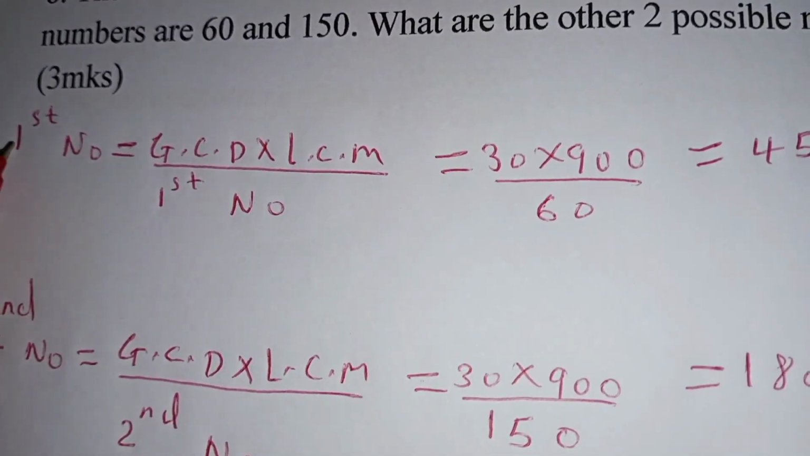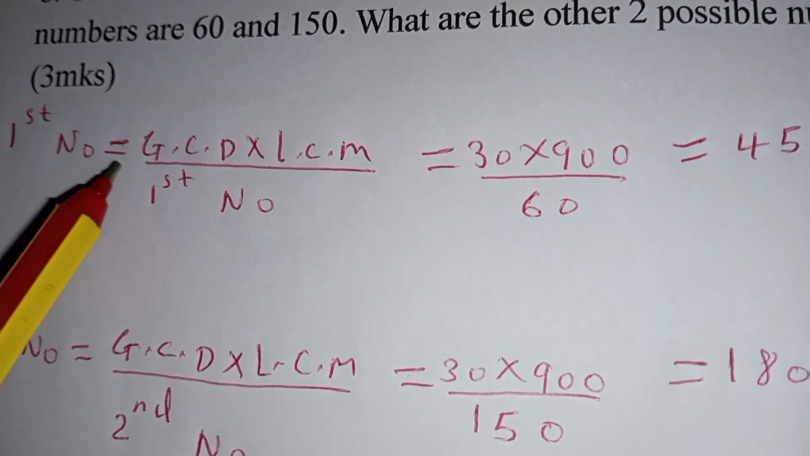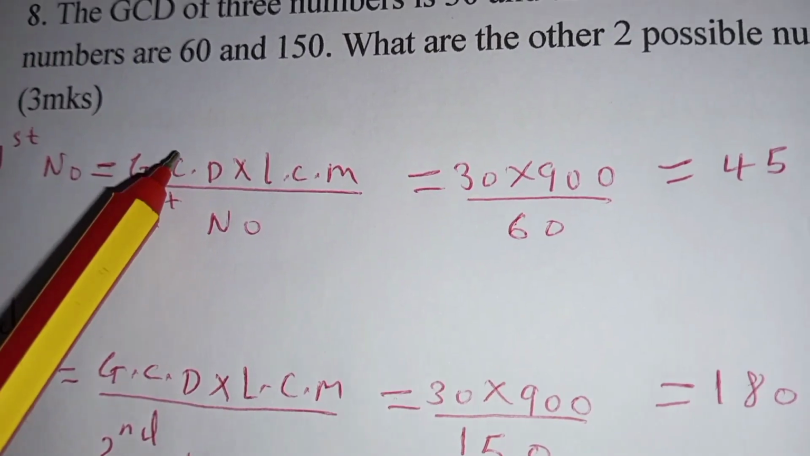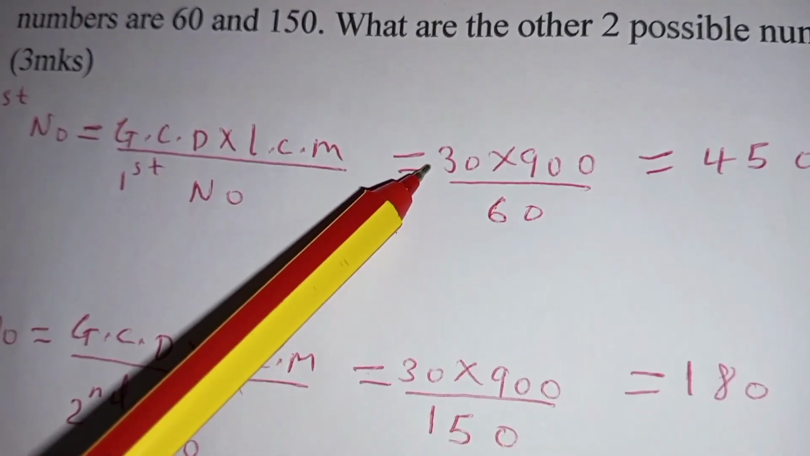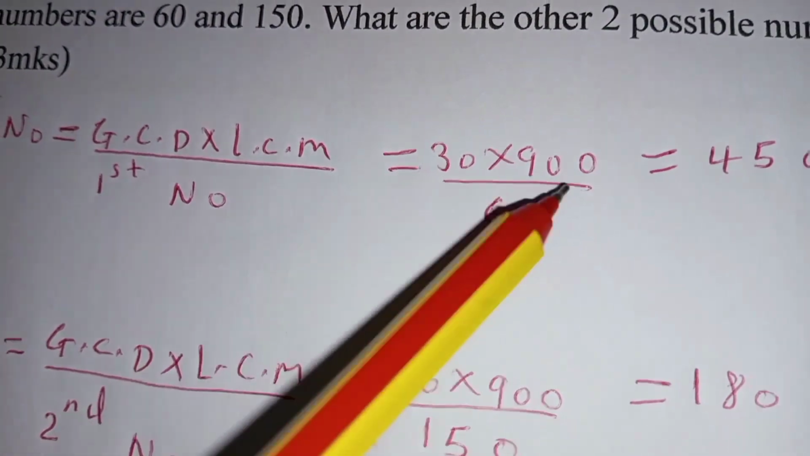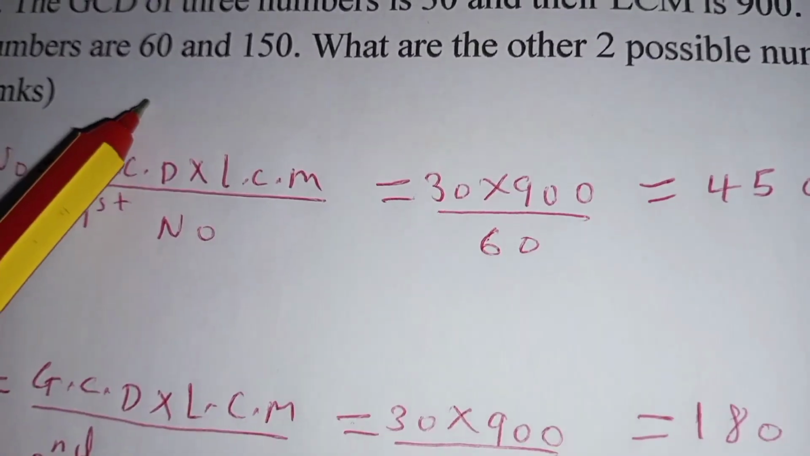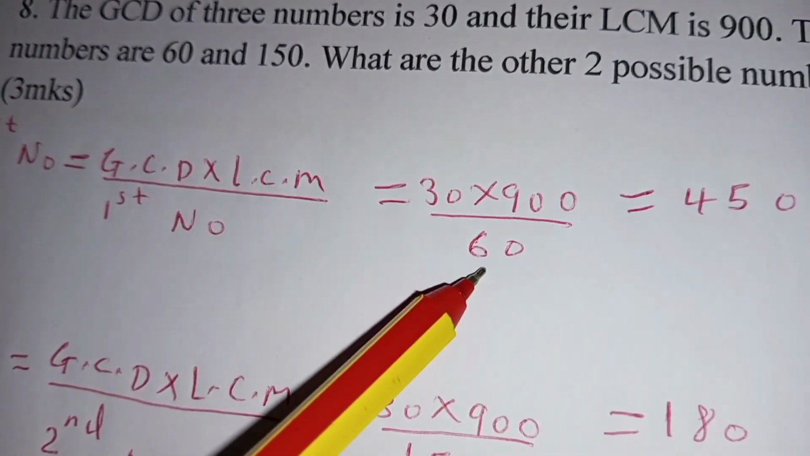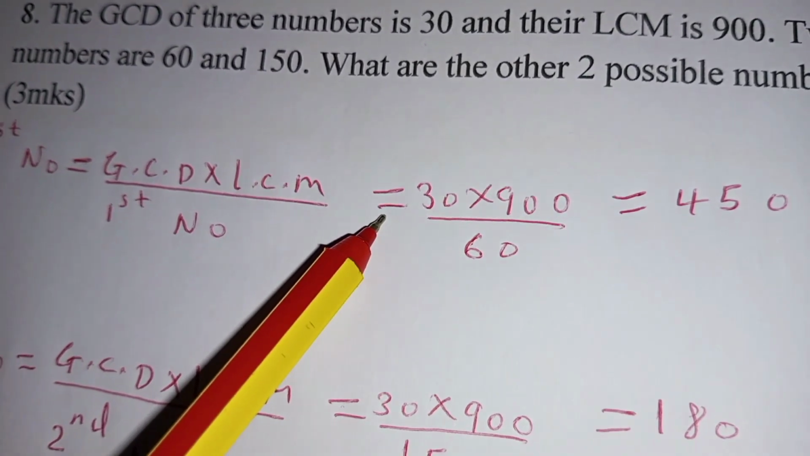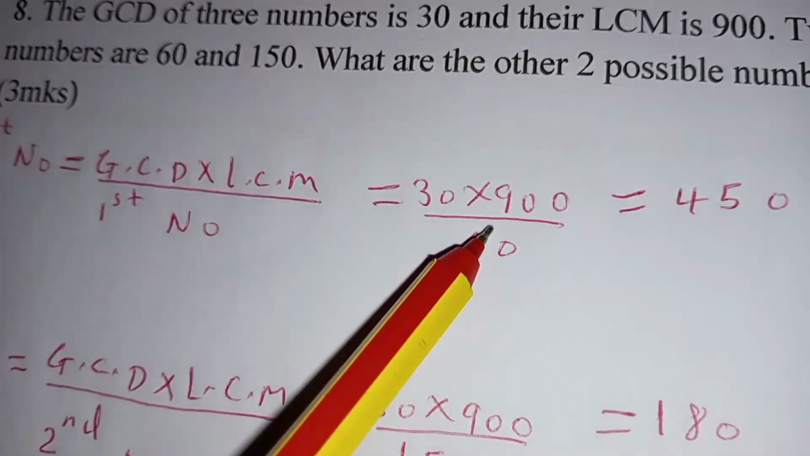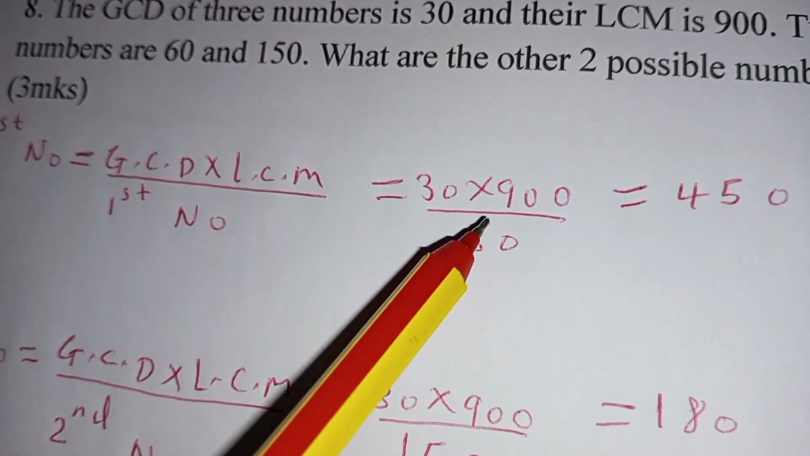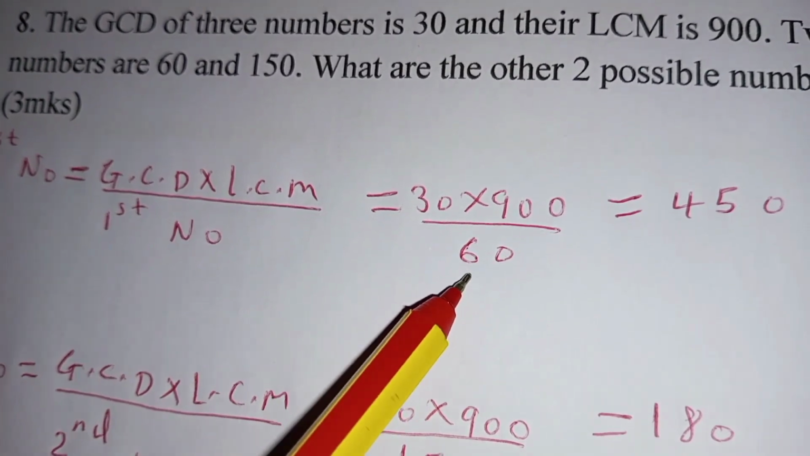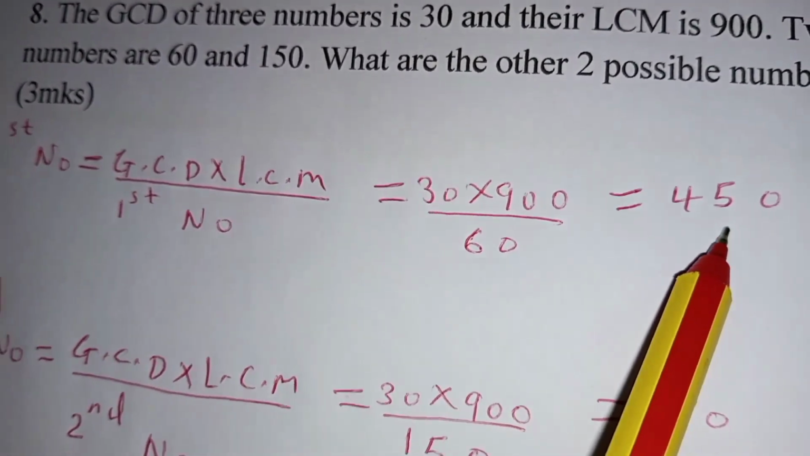Basically, the formula is to obtain the first number, you multiply GCD times LCM divided by the first number. In our case, GCD is 30 and LCM is 900. We are taking 60 to be one of our numbers and to be our first number. So that multiplied by 900, the result is 27,000. When you divide 27,000 by 60, the result is 450.